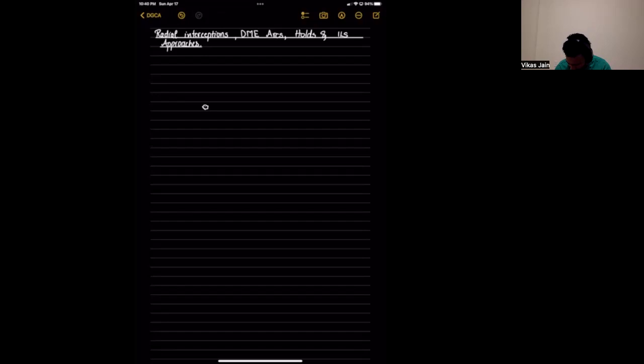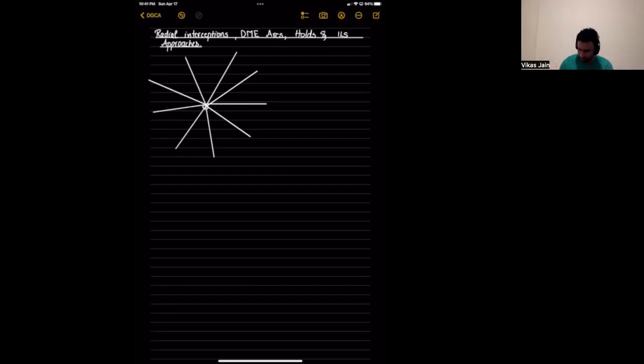So radials are just basically lines of different frequencies coming out of the VOR. These can be amplitude modulated or frequency modulated depending on your navigational aid. Right. So now you can see for one single navigation aid, there are multiple radials. You can tune the radial in your instrument and intercept it. So let's take a very simple example so that we can proceed with radial interceptions first.